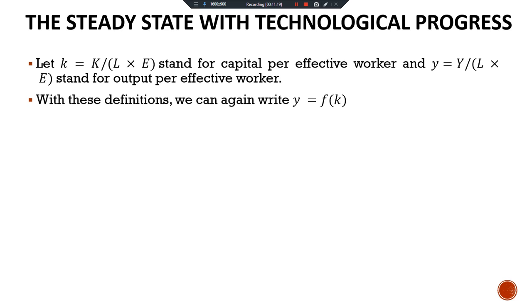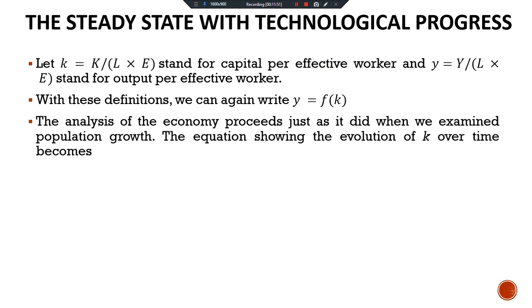With these definitions, we can again rewrite our production function, y in lowercase. We have here denoted output per effective worker. Previously, we interpreted it as output per worker, but here we are interpreting it as output per effective worker. y is equal to f of capital per effective worker. Okay, then our analysis of the economy proceeds just as it did when we examined population growth. The equation showing the evolution of k over time becomes delta k is equal to s f(k) minus (delta plus n plus g) k.